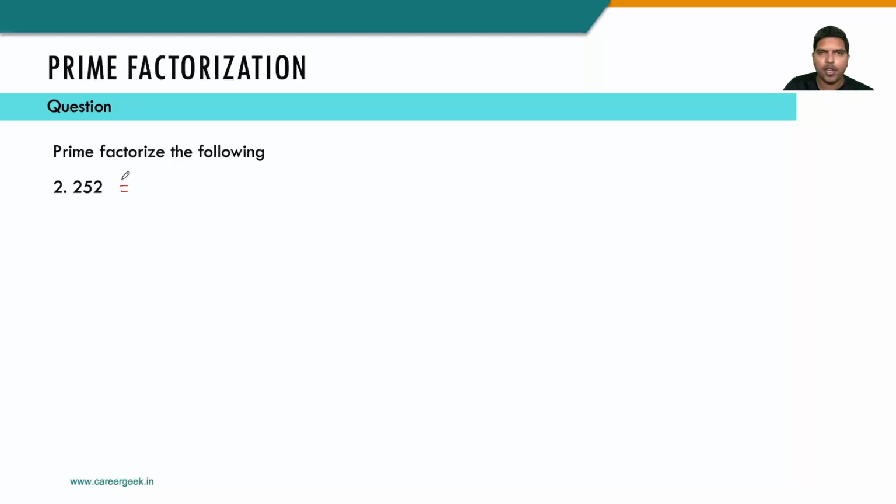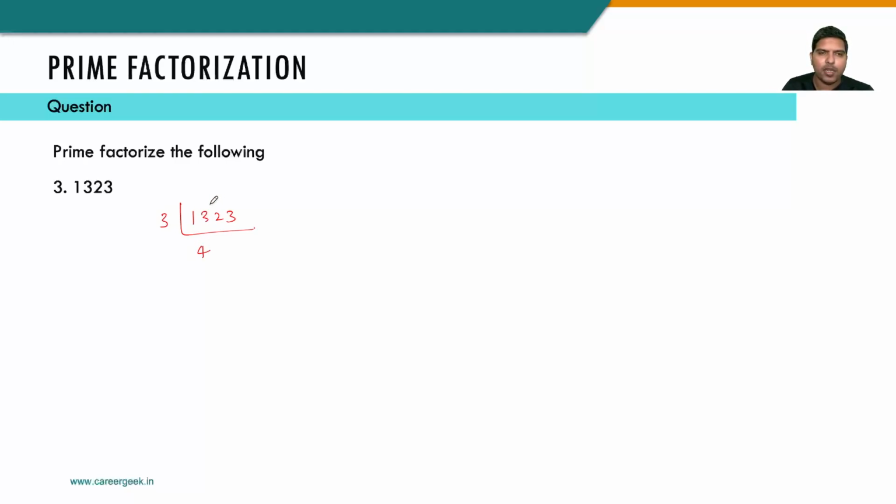So you can pause the video and try this. You should be getting 2 square multiplied by 3 square multiplied by 7. The third one, 1323. Again, for every question, if you feel like pausing the video and solving, do so. Now, this is a big number, so let us try. 2 is not going to happen, it's an odd number, so I'll try with 3.